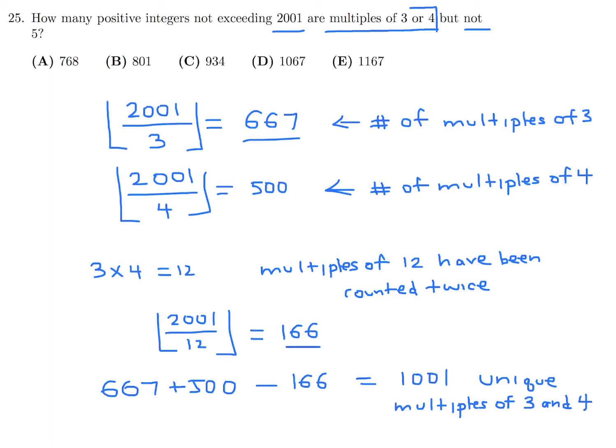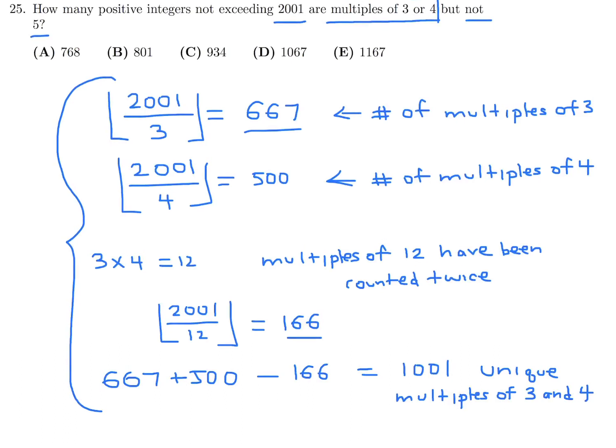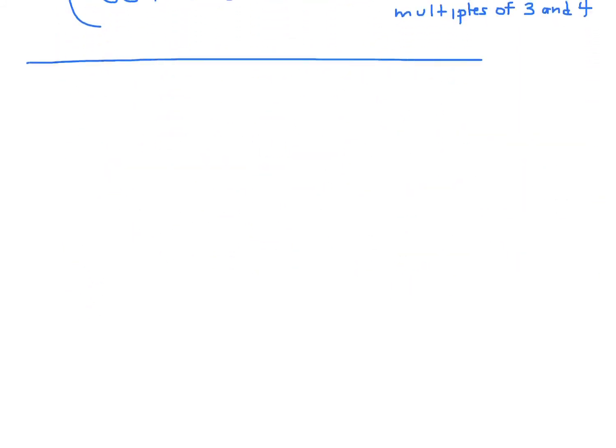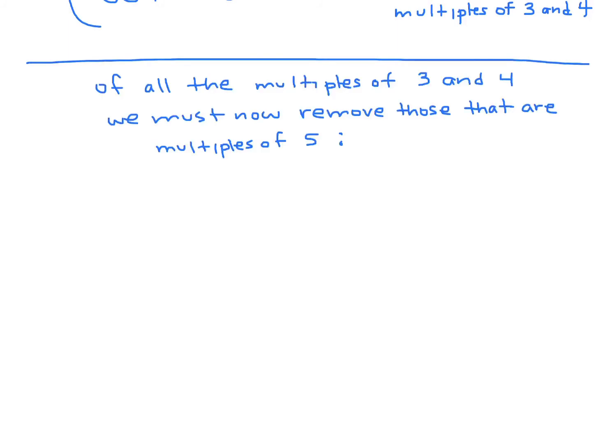Now we have to look at not multiples of 5. So of all of these numbers that we got, we have to take out the ones that are multiples of 5. So how do we do that? Of all the multiples of 3 and 4, we must now remove those that are multiples of 5. So let's start with numbers that are multiples of 3 and 5. And those numbers, since they are multiples of 3 and 5, they are multiples of 15.